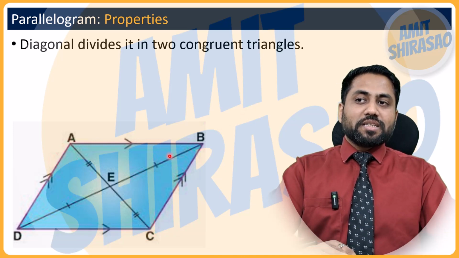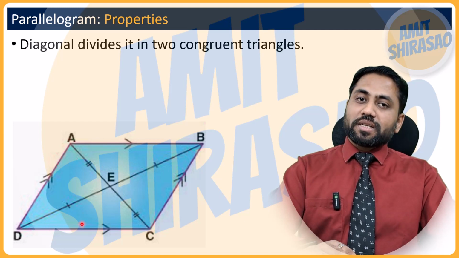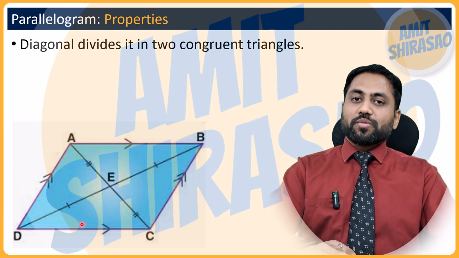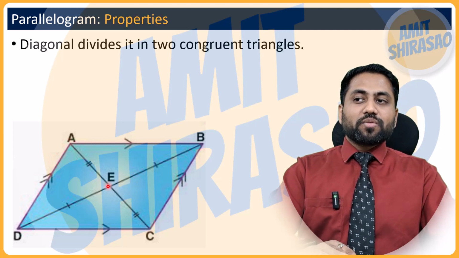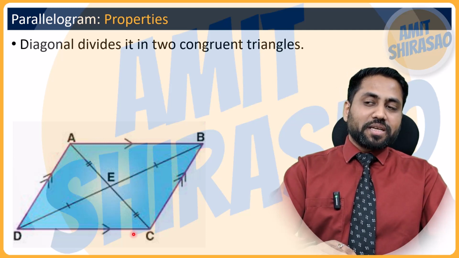So this is an interior angle, this is also an interior angle, and they are opposite to each other, so they are opposite interior angles. You know that opposite interior angles are equal. So that's why ABE is equal to EDC, right?